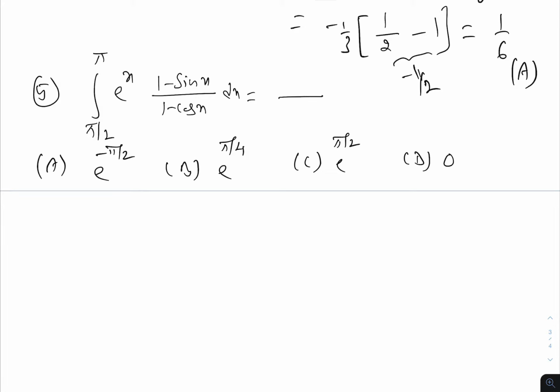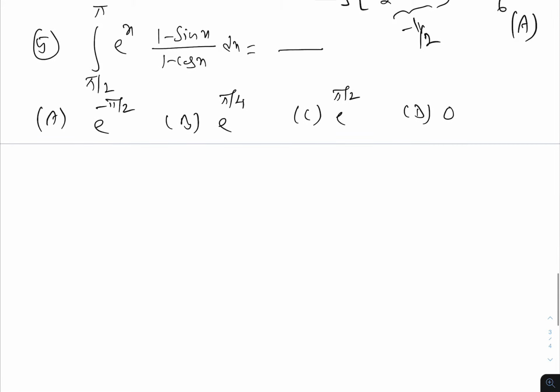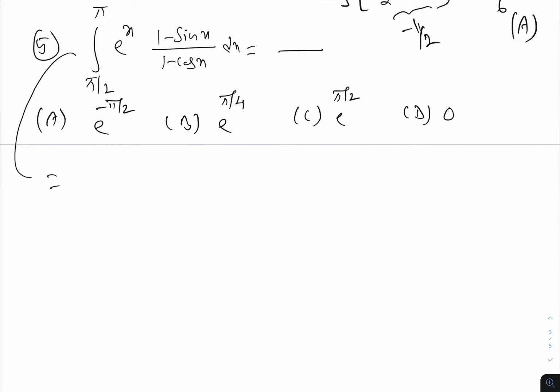So whenever we are having e power x, we should try for the formula e power x into f(x) plus f dash x kind of things, and that we know the integral of e power x (f(x) plus f dash x) is e power x f(x). So let us now solve this example. So this is pi by 2 to pi e power x.